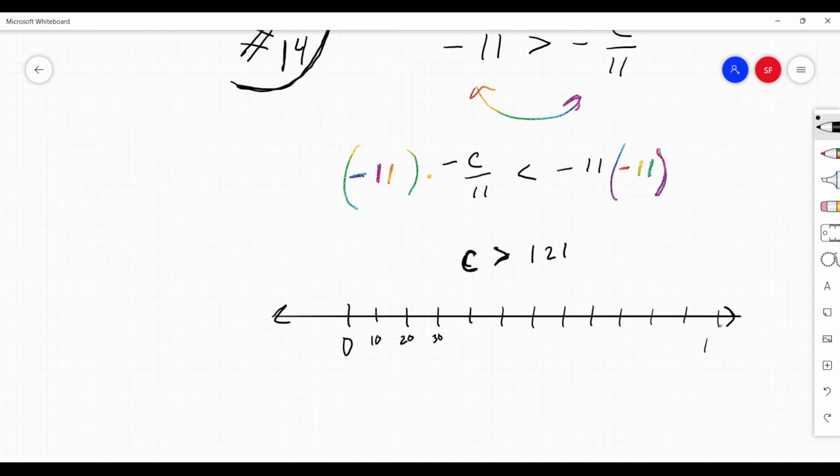There you go. So right here is an open circle at 121. It doesn't matter if it's directly on a mark, as long as we have enough detail for it to make sense. You have to label what it is and what we're counting by. All that's true.